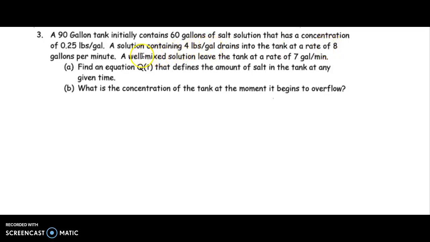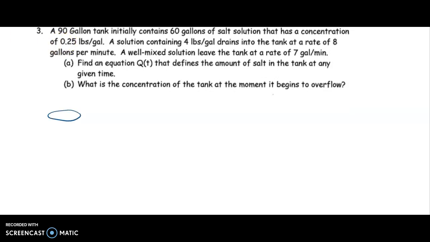So, it's coming into the tank at 8 gallons per minute, and then it's draining the tank at 7 gallons. So the 8 gallons is more than 7 gallons, so that tells us that the volume is increasing. They want us to find Q of T.